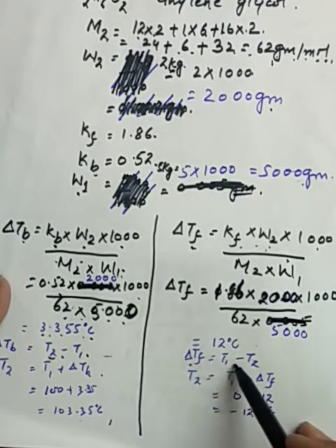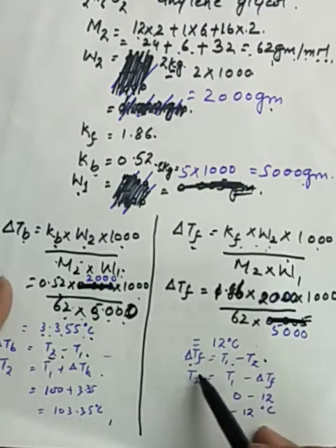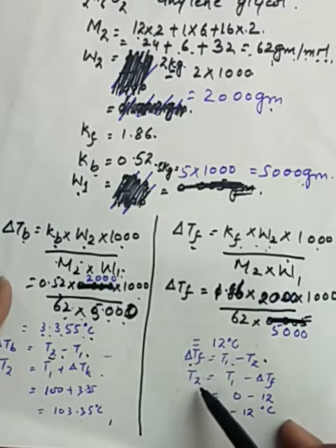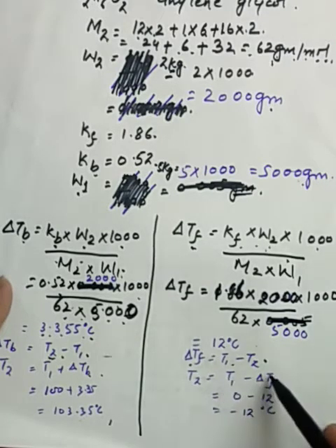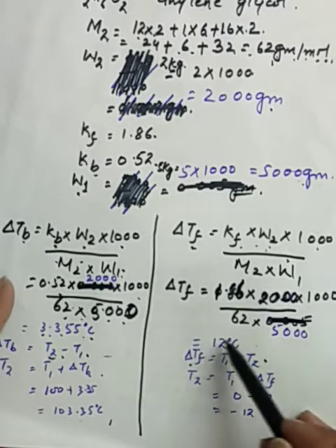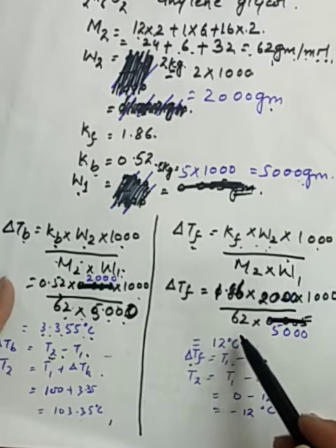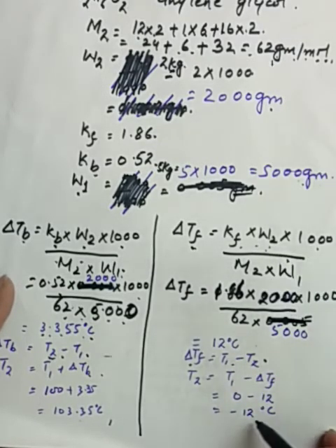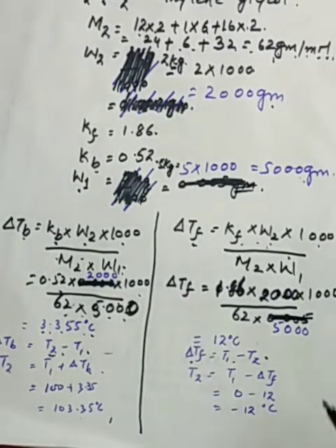Delta Tf is equal to T1 minus T2. We want to calculate the value of T2, that is the freezing temperature of the solution. T2 is equal to T1 minus delta Tf. The freezing point of water is 0 degrees centigrade, and the value of delta Tf, which we will calculate by putting the value in the above equation, is equal to minus 12 degrees centigrade.